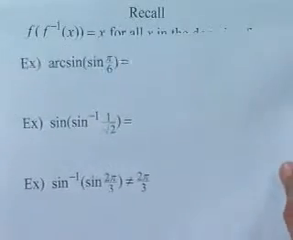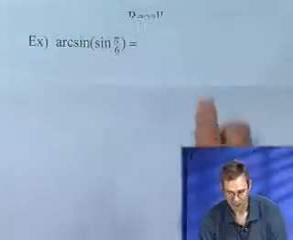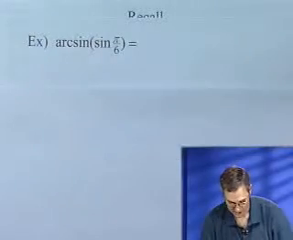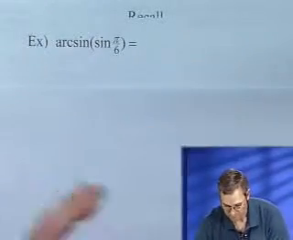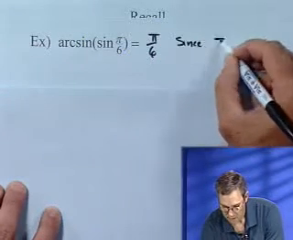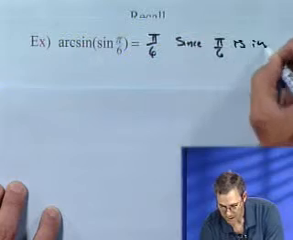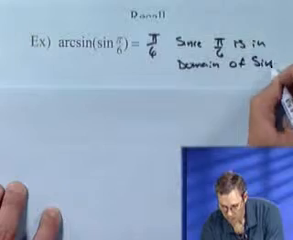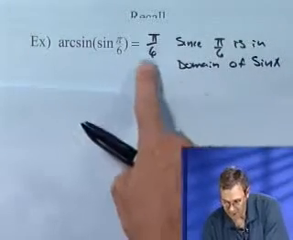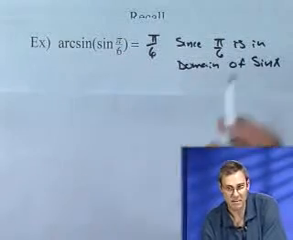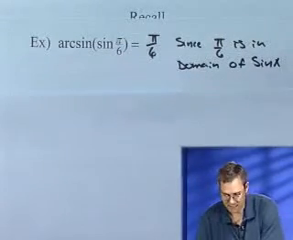Let's do these. The arc sine of sine pi/6, well, that's just pi/6, since pi/6 is in the domain. Remember, any number between minus pi halves and pi halves is in the domain. So arc sine of sine pi/6 is just pi/6.